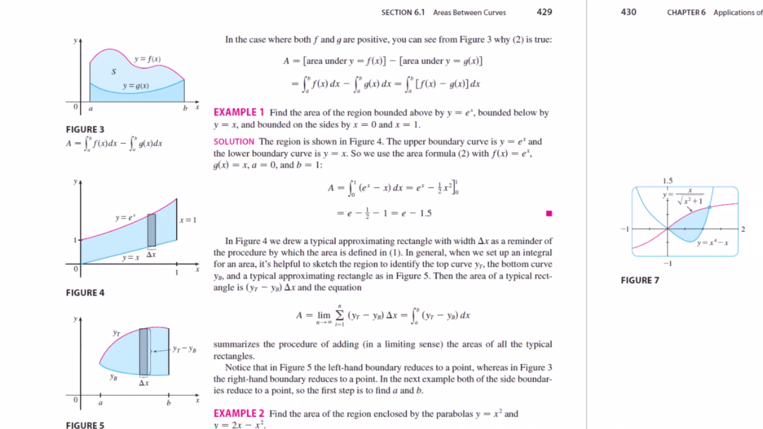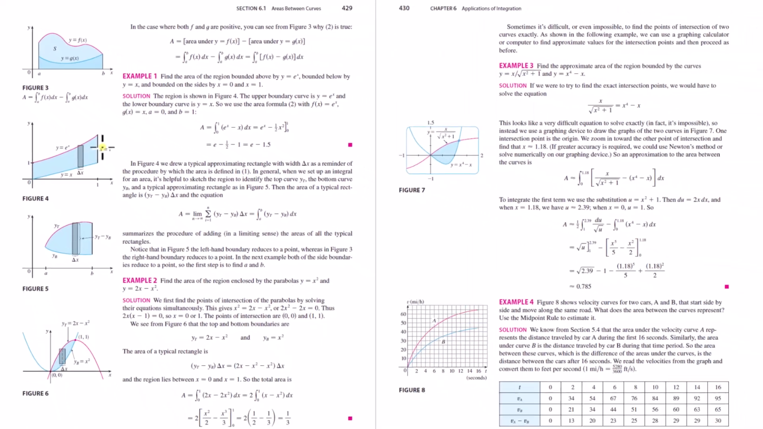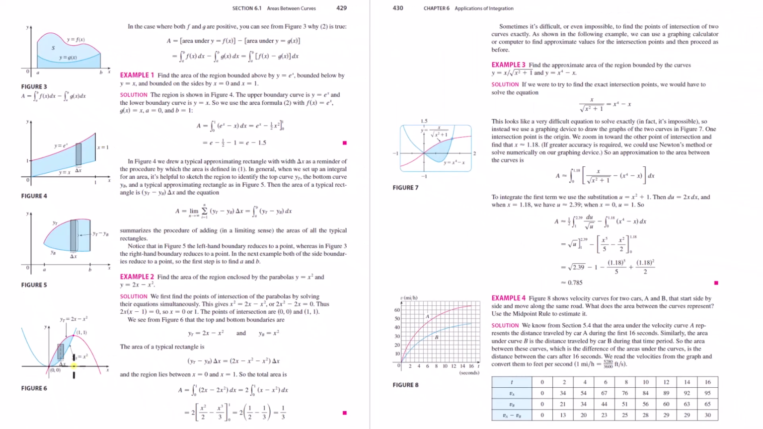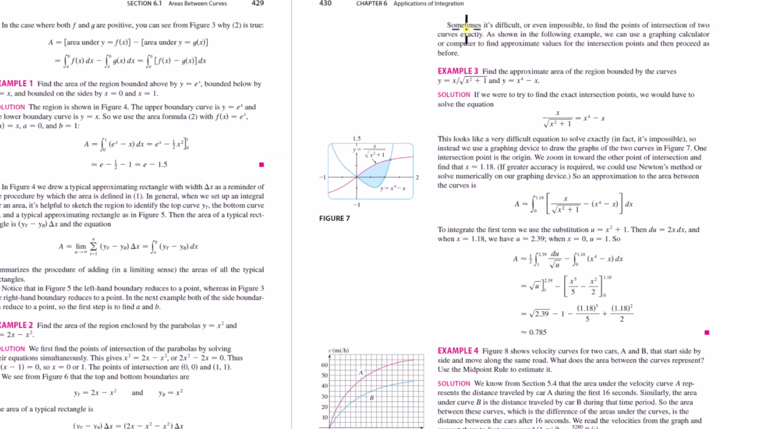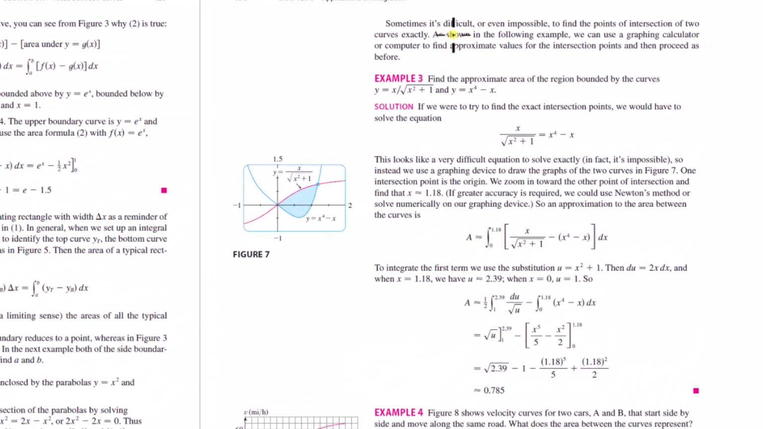Okay, so they do a couple of examples here. Just some standard examples, and we'll work a bunch of example problems like this in the next video. But it says here, let's take a look at this. Sometimes it's difficult or even impossible to find the points of intersection of two curves exactly. As shown in the following example, we can use a graphing calculator or computer to find approximate values for the intersection points and then proceed as before.